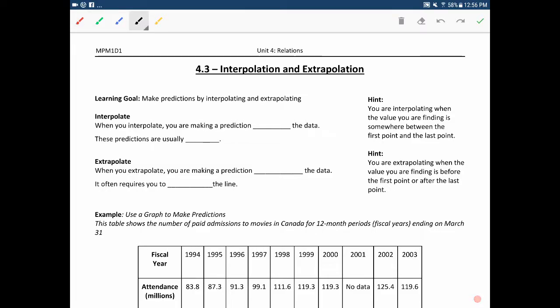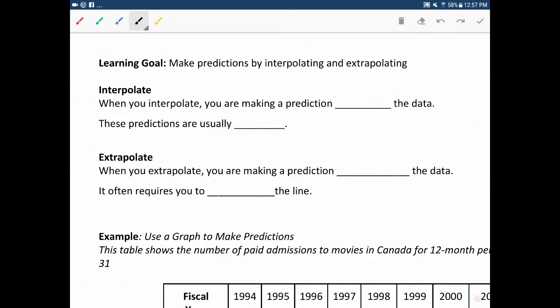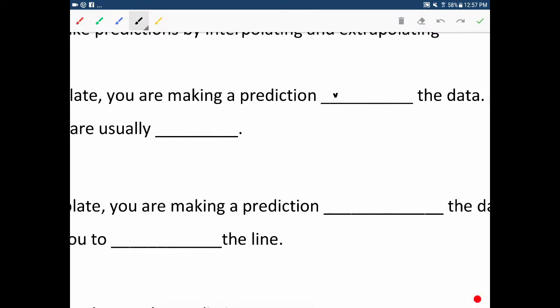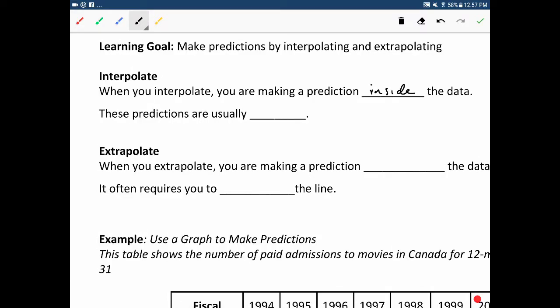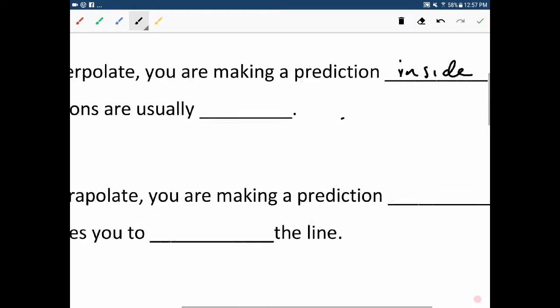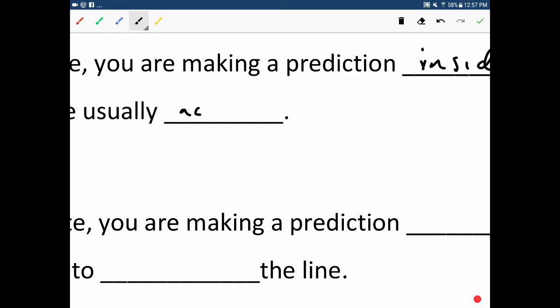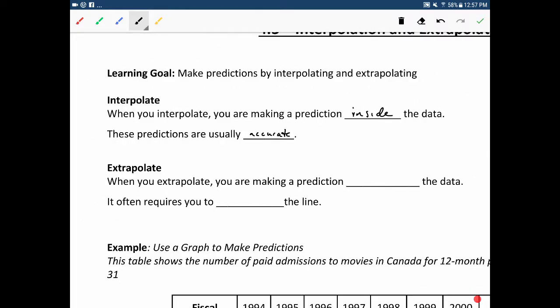Hey guys, today we're going to take a look at what we call interpolation and extrapolation. These are both methods of making predictions based on data. The first type, interpolation, is when we are making a prediction that is inside the data set. Usually, if we're interpolating, it's pretty accurate, and that's because we're making guesses within what we have, okay?